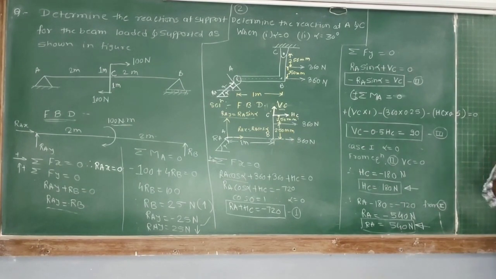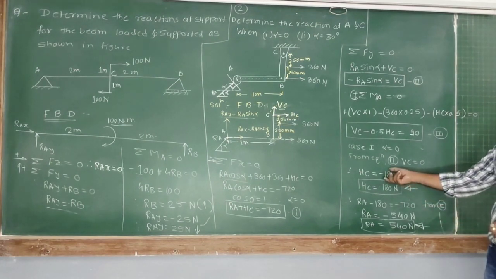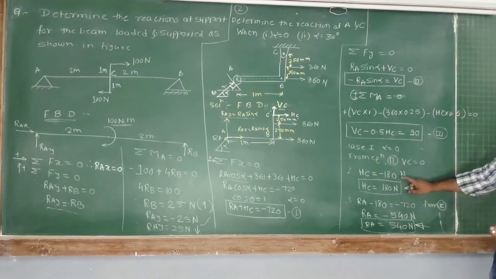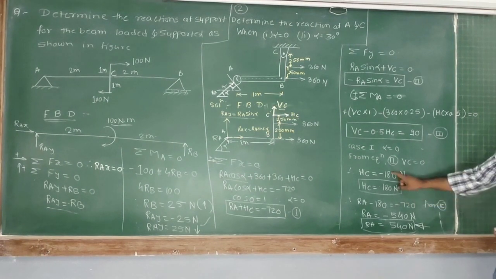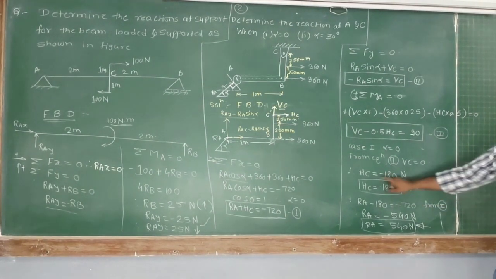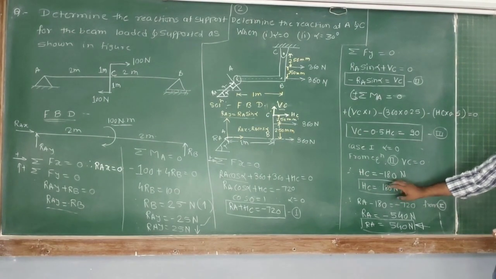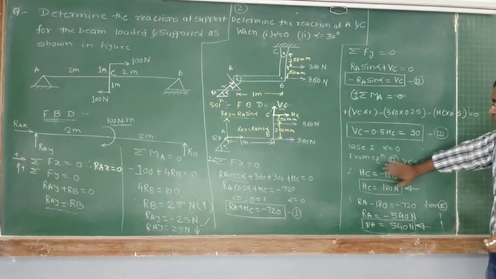Now here you must take one care: whatever sign convention we have chosen, you have to keep it as it is throughout your problem. Don't change the sign in between the problem. So here I have got the value of HC as minus 180. While substituting the value of HC in any of equations 1, 2, 3, you have to substitute minus 180, not plus 180. This only indicates the direction. Here I have just rearranged the direction.